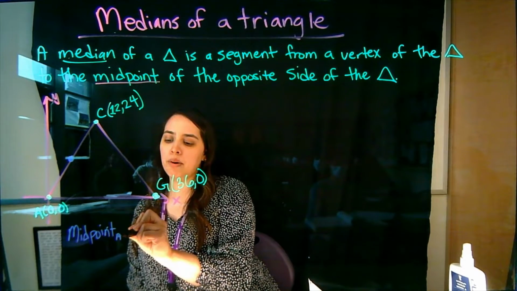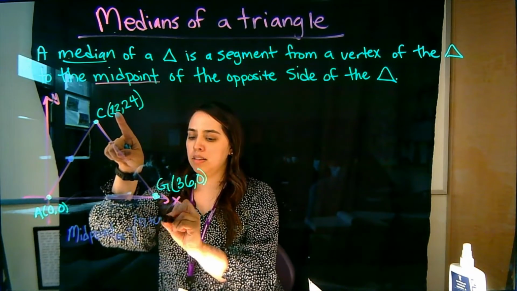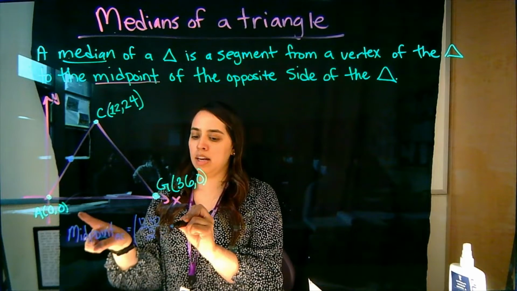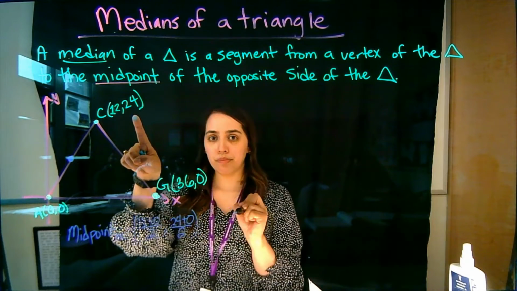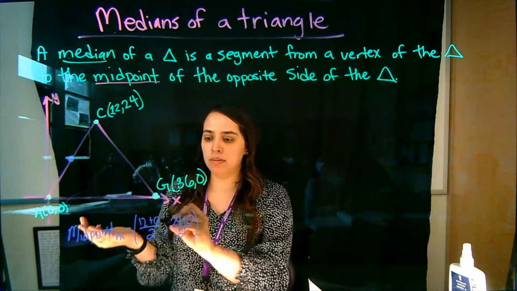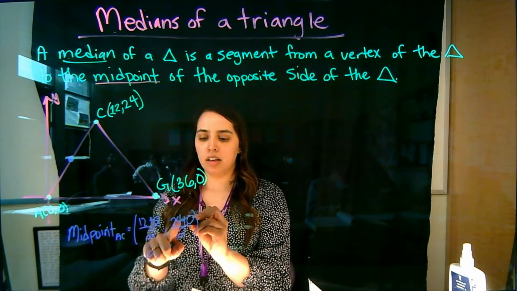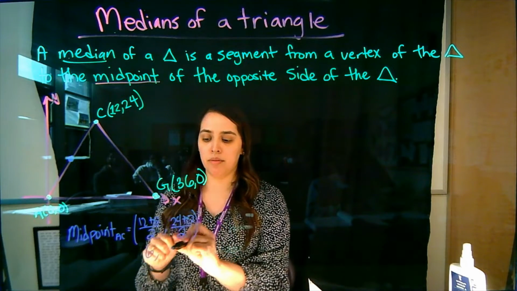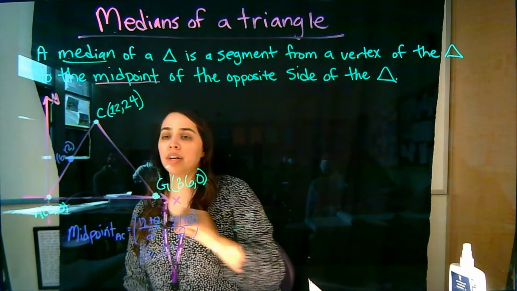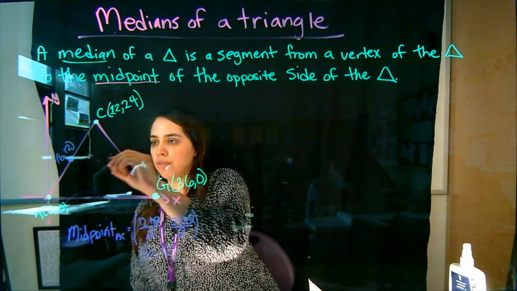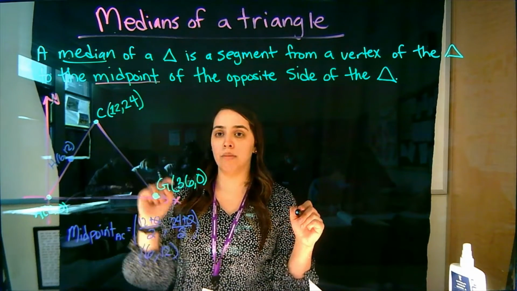Yes. The midpoint of AC is going to be 12 plus 0 divided by 2. And now I'm going to do my y's: 24 plus 0 divided by 2. 12 plus 0 is 12. 12 divided by 2 is 6. So my midpoint of AC is going to be 6, comma, 24 divided by 2 is 12. So my midpoint is 6, comma, 12. And we're going to label that letter H. So the midpoint of AC is going to be H, 6, comma, 12.